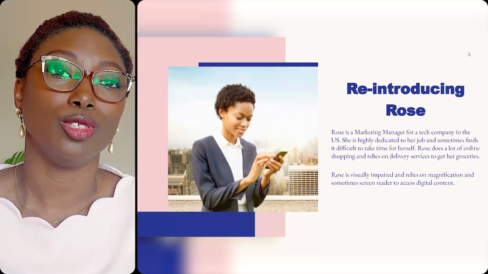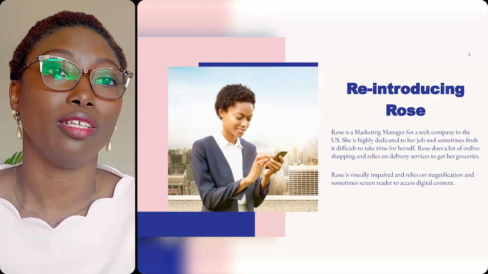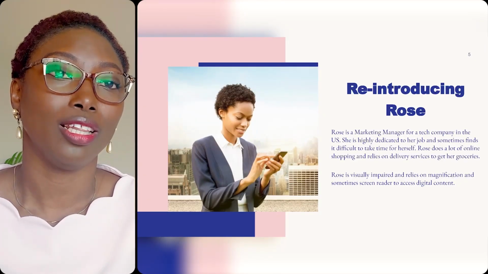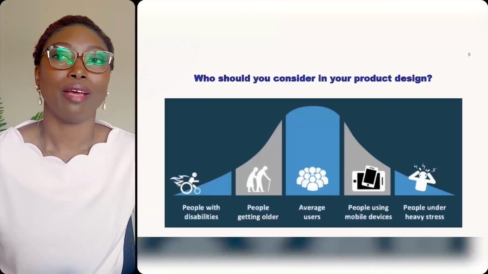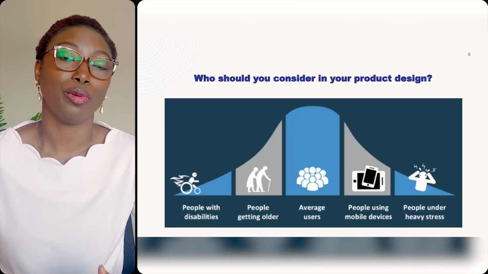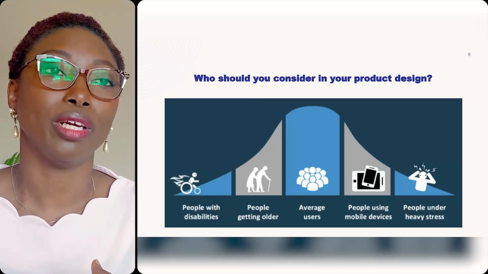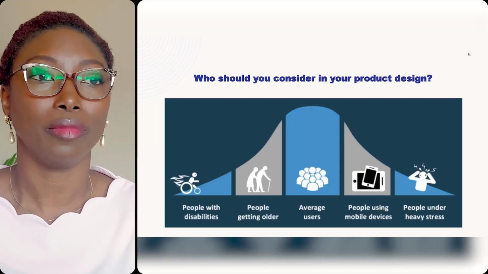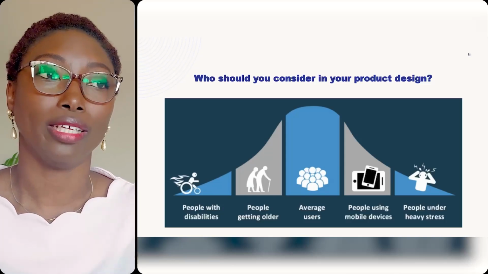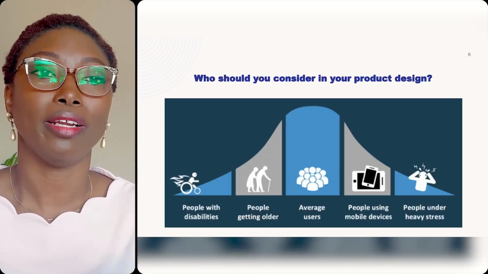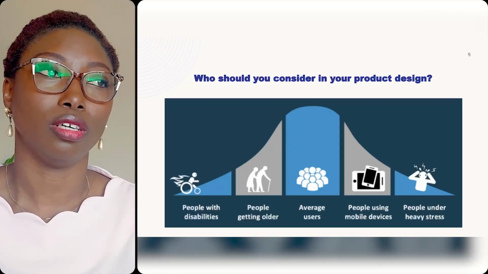However, I would like to reintroduce Rose to us. Rose is visually impaired and relies on magnification to navigate websites. And so when we're designing for Rose, there are other things that we need to consider to make this platform efficient and effective for her. And that brings us to, who should you consider in your product design? Like I mentioned earlier on, the average user is always at the center point. And so if you look at this bell curve, the average user covers the majority of the sample. There are other people at the extreme right and extreme left. And when you look at this, these are a minority that might just account for 10%, 15% of our research findings.